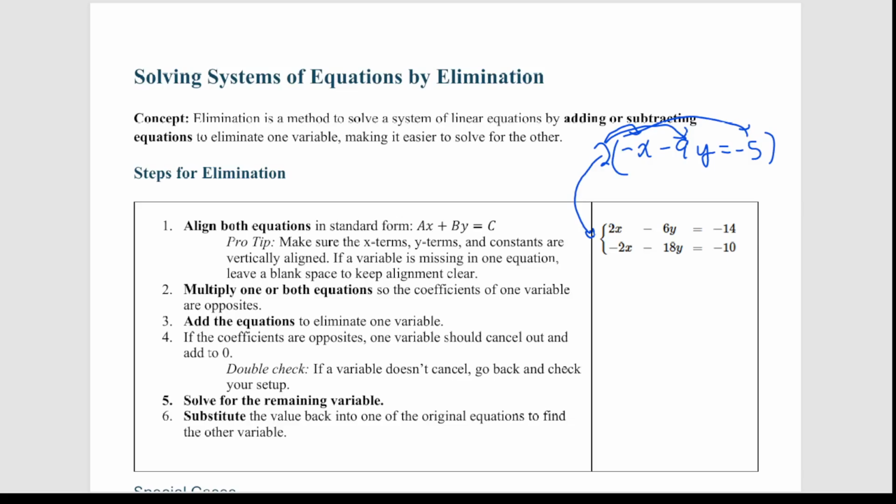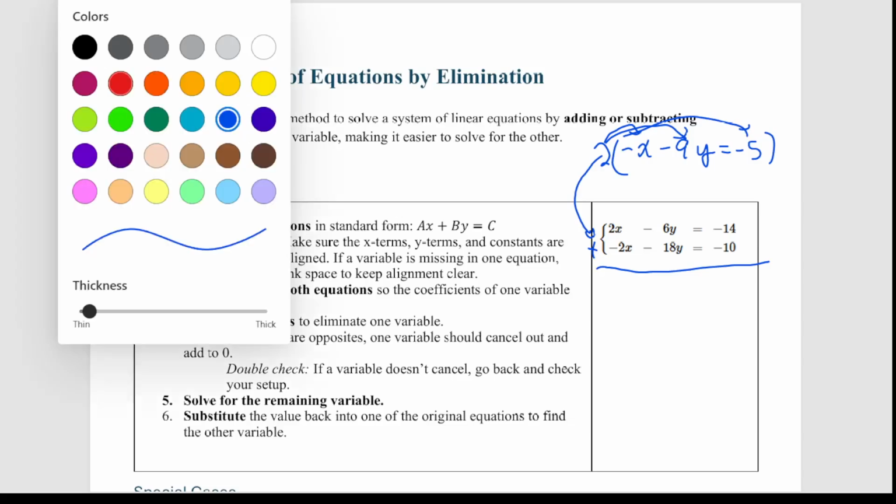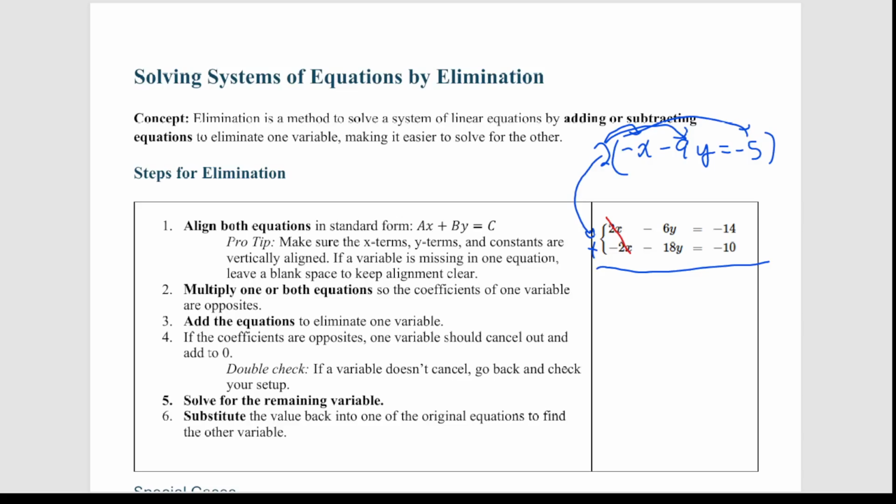How would you have known to multiply by 2? Well, you would have wanted this to happen with your x's, such that when you add the equation straight down, 2x plus negative 2x is going to eliminate to make 0 x's. You'll know that you set up your equations right if that happens. Then you continue to add straight down. Negative 6y plus negative 18y is going to give us negative 24y equals negative 14 plus negative 10 is going to give us negative 24.